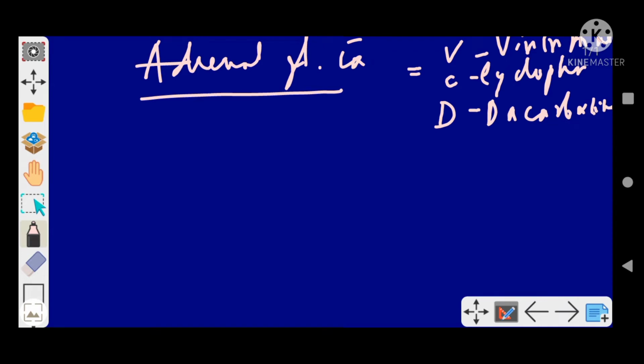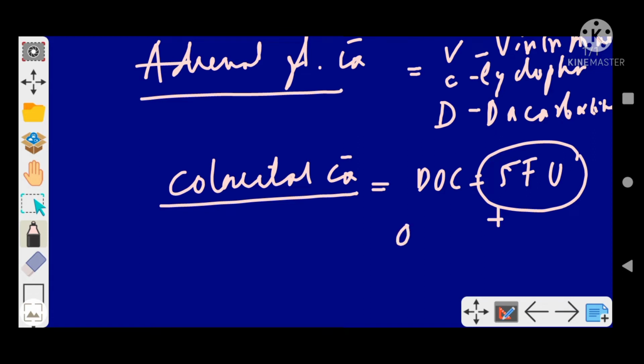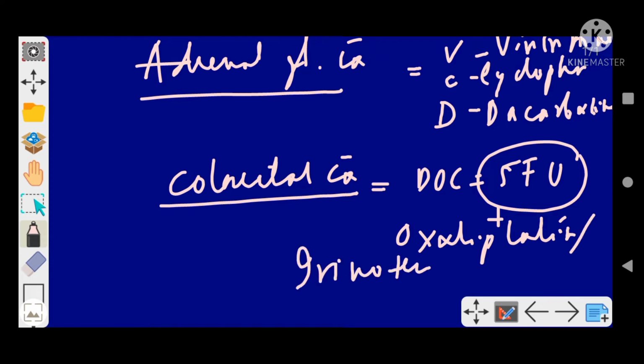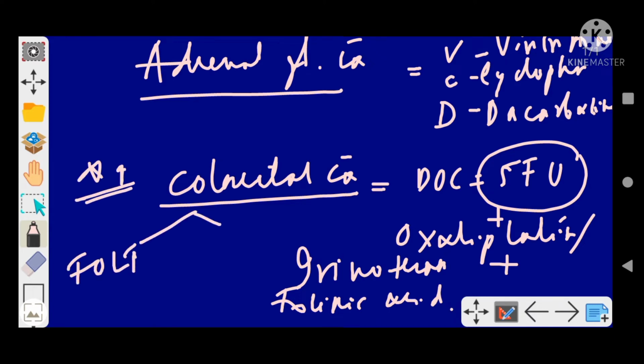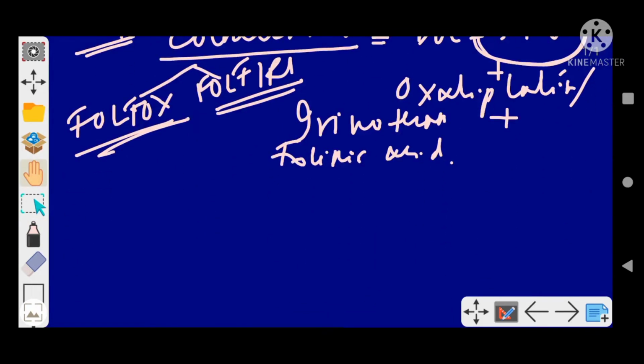Now moving on to lower GI carcinoma, that is colorectal carcinoma. Here the drug of choice is 5-fluorouracil plus oxaliplatin or irinotecan, plus an important drug, folinic acid. This is important, right? And what we call the FOLFOX or FOLFIRI regimen: 5-fluorouracil plus oxaliplatin or irinotecan plus folinic acid, which is the FOLFOX or FOLFIRI regimen, correct? And next, last probably, anal carcinoma, correct?